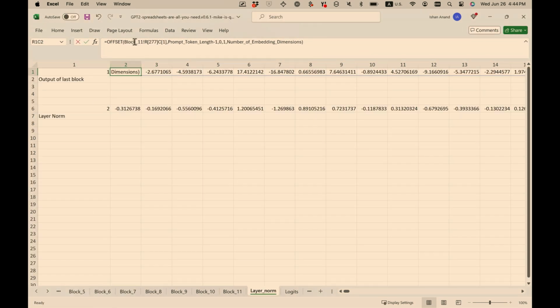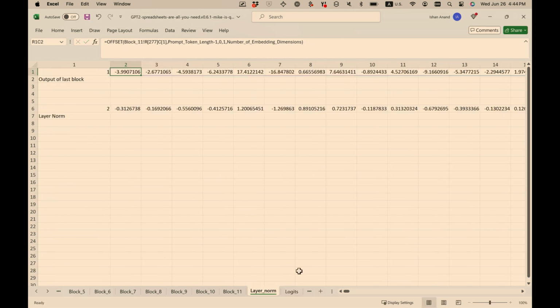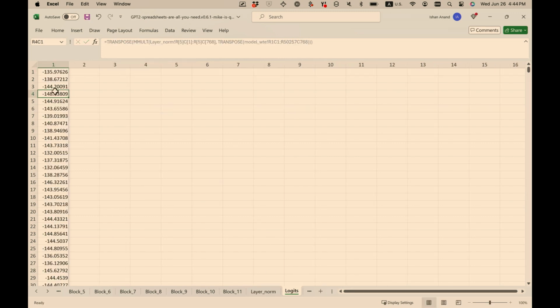This function in the back basically is taking block 11, the output of the very last block. It's putting it through a step called layer norm. Then we multiply it, another mmult, times the unembedding matrix. And these are what are known as our logits. And then, to predict the next most likely token, we just go to the next one.